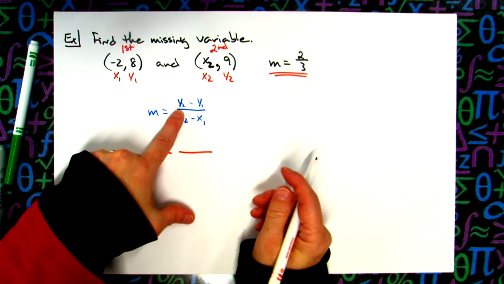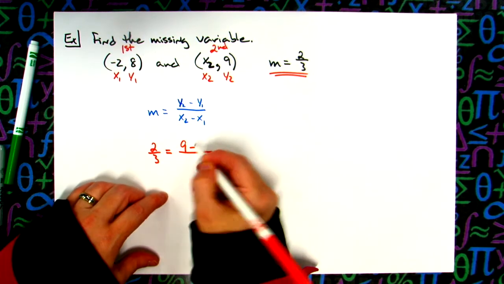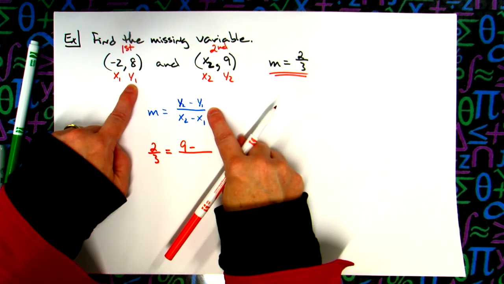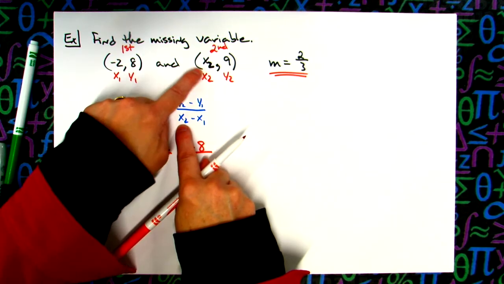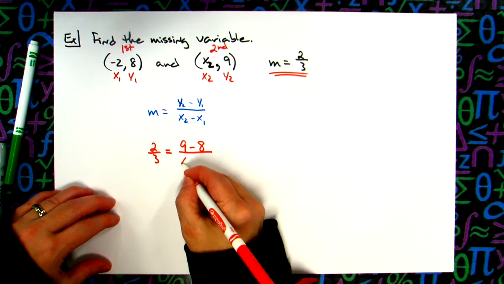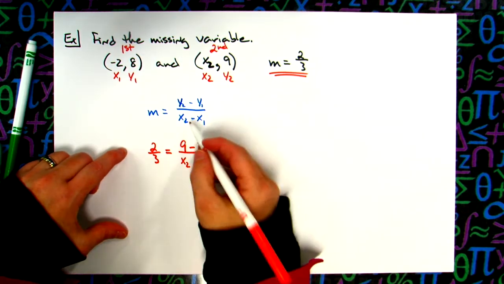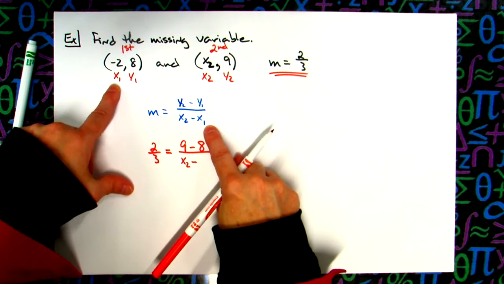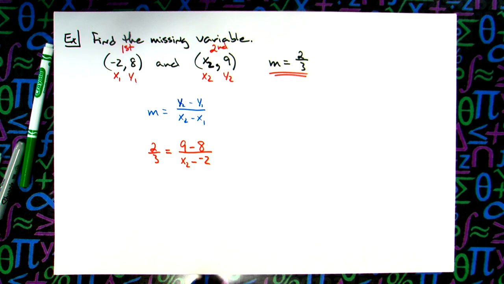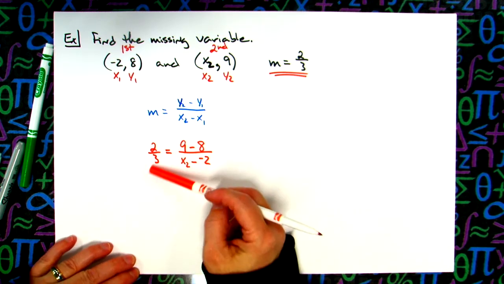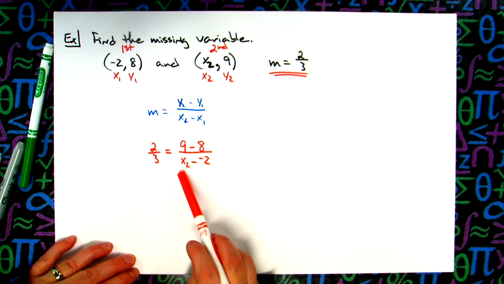y sub 2 is 9 minus y sub 1, which is 8. X sub 2, I don't know what it is, so I'm going to literally put x sub 2 because I don't know what it is. But I know my formula says minus whatever x sub 1 is. X sub 1 is a negative 2. So I've plugged in all the numbers that I know. This is the one I don't know, and this is the one I'm trying to find.